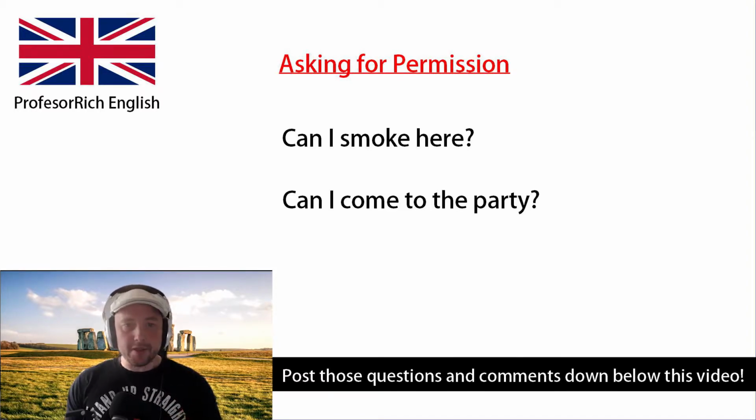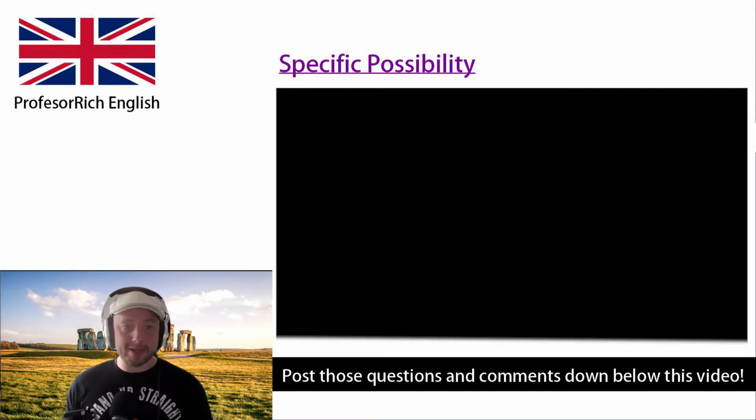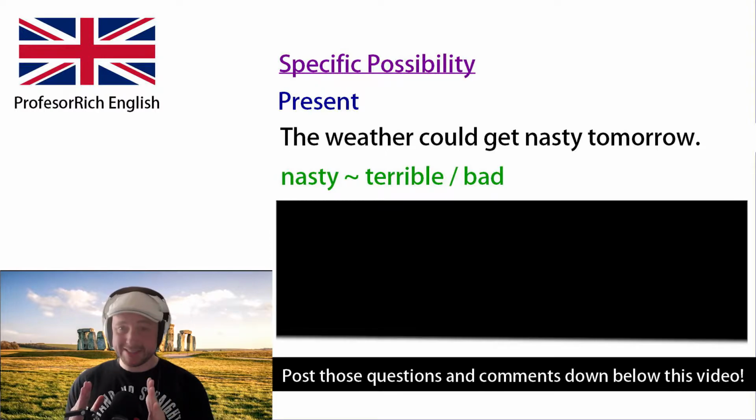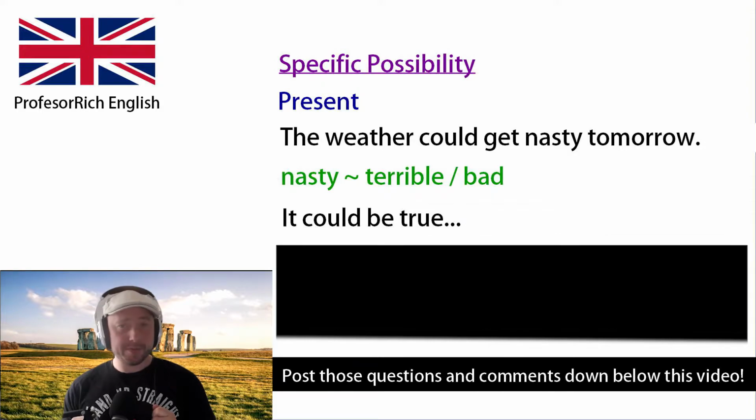Now, the other one you might know for could, very, very common, is for specific possibility, not general possibility. And I'll talk about that in a minute. So we use could for specific possibility. Like, the weather could get nasty tomorrow, right? In the future. Tomorrow, a specific time. The weather could get nasty tomorrow. Right? In the present, it could be true. This specific thing could be true.